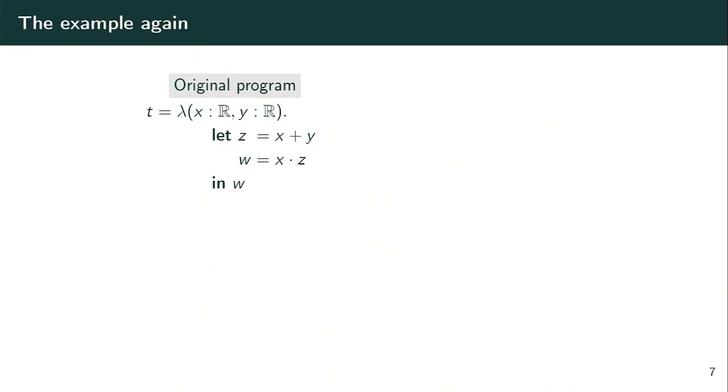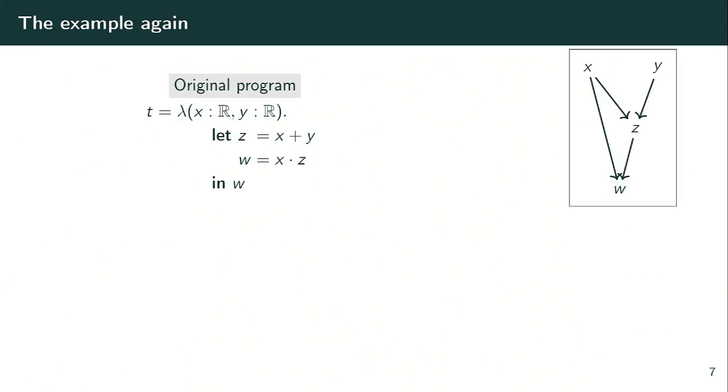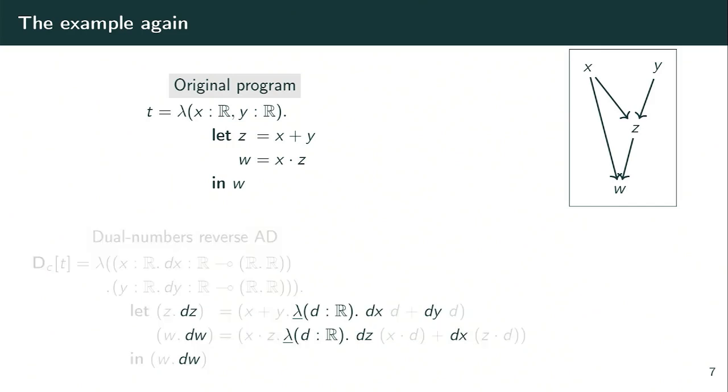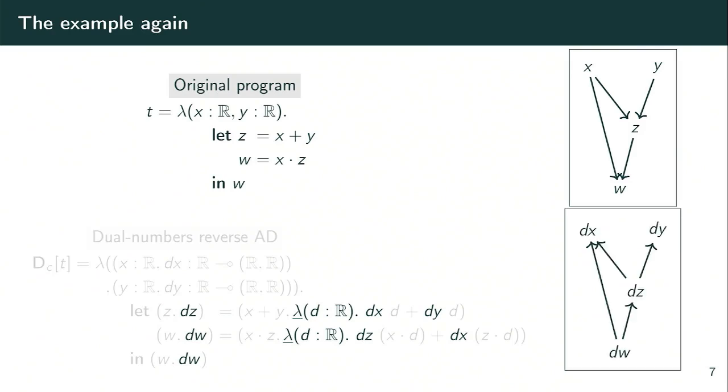Question: is this fast? And the answer is, of course, no. So if we look at the same original program, which I'll call T, if you look at the data flow graph of that program, you see that x and y compute z, and then x and z compute w. This is fine. Then looking at the dual numbers reverse AD transformed version of this program, and focusing only on the call structure of the backpropagators, you see that the call graph that you get is naturally the opposite graph of the data flow graph of the original program. This is natural given how we designed the algorithm.